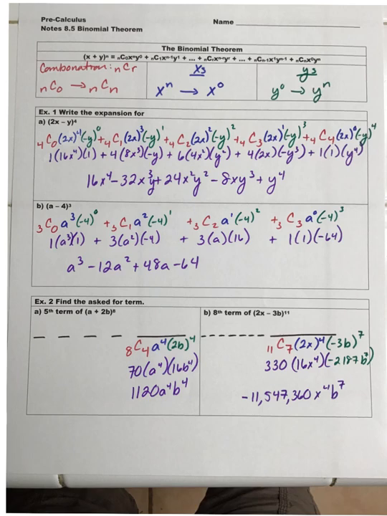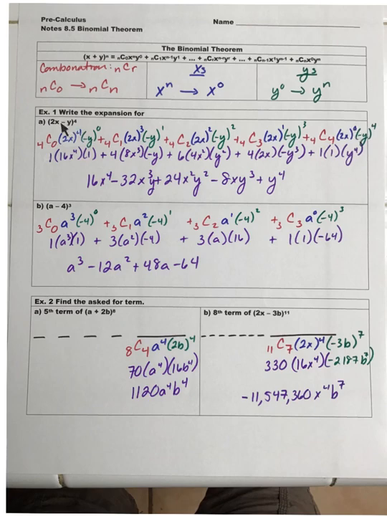And I did them in the same color so you could see the pattern here. So we have 2x minus y to the 4th. So that's our n. N is 4. So we have 4C0, 4C1, 4C2, 4C3, 4C4. Then whatever's in the first position starts high and goes low. So 2x to the 4th, 2x cubed, 2x squared, 2x to the 1st, 2x to the 0.